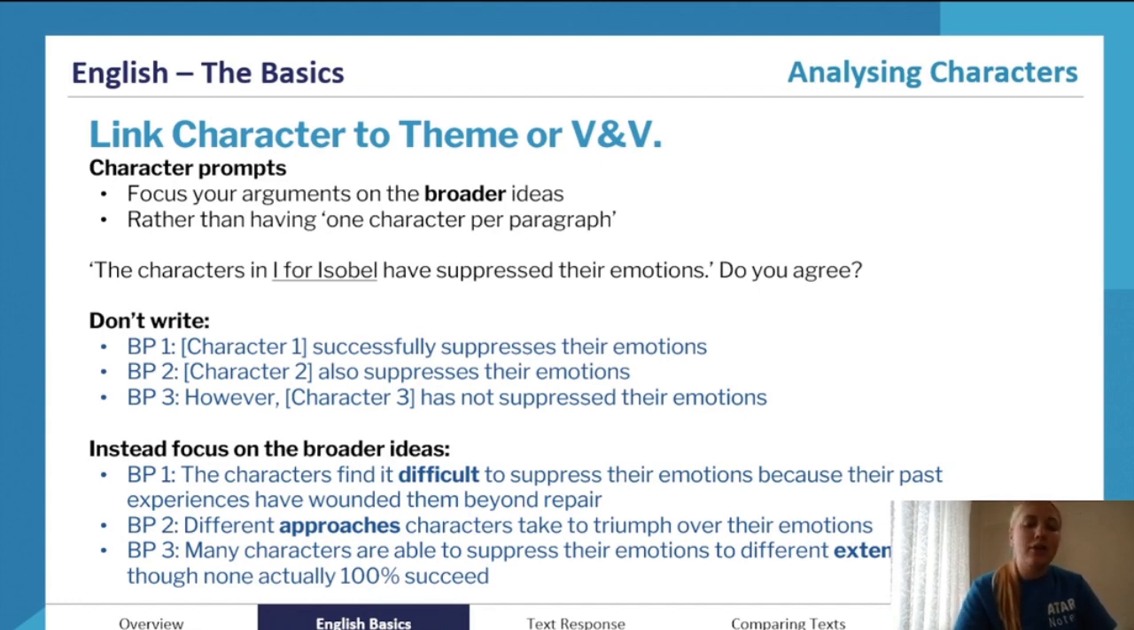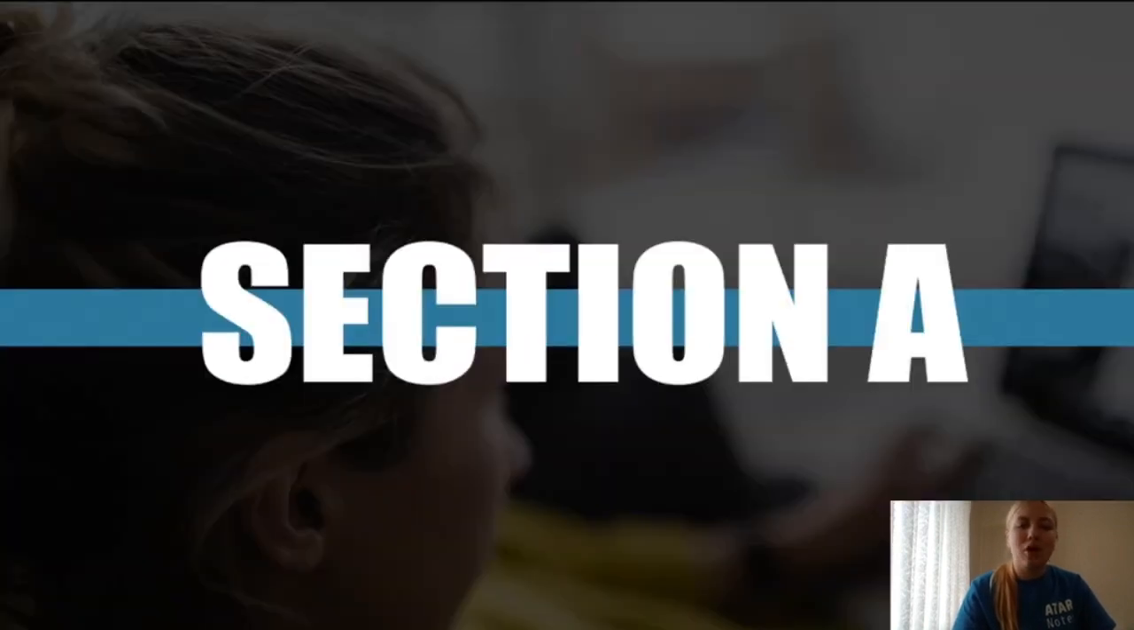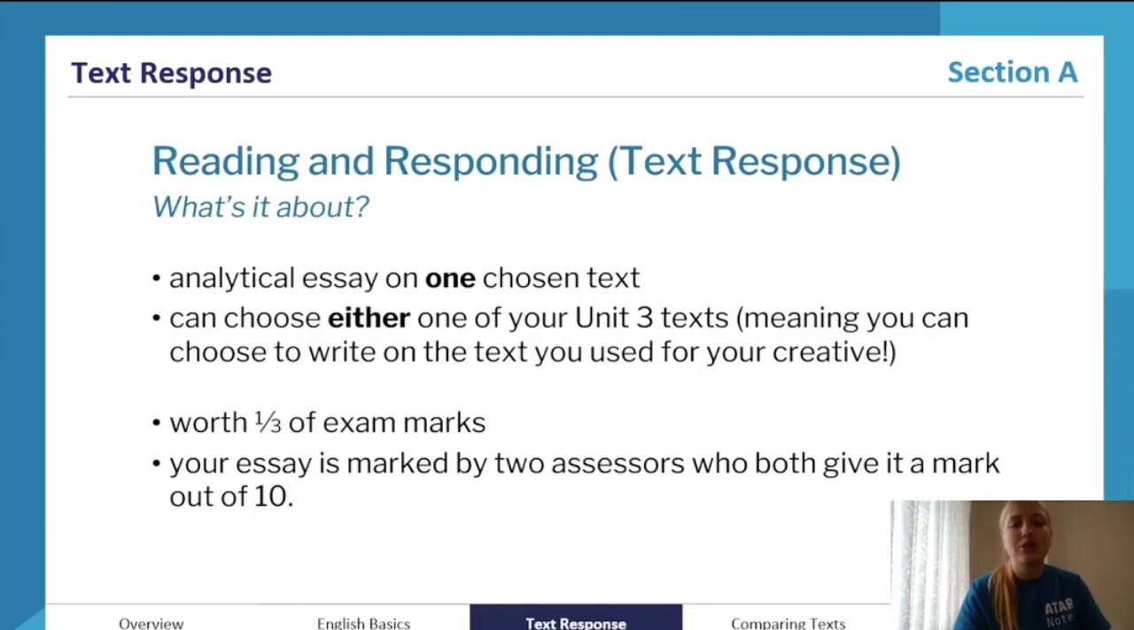We also have an argument around the different approaches that characters take to triumph over their emotions. And really, in an essay, we would have to mention in the topic sentence what these approaches are and incorporate them into the argument. And the last one is that many characters are actually able to suppress their emotions to different extents, though none actually 100% succeed. This is our most complicated argument. Wonderful. Hopefully that example helps, and we'll just jump right into text response discussion now.